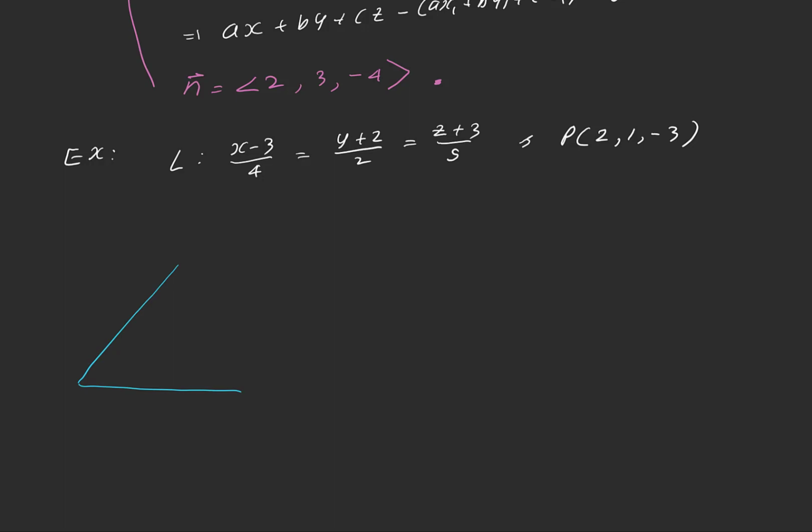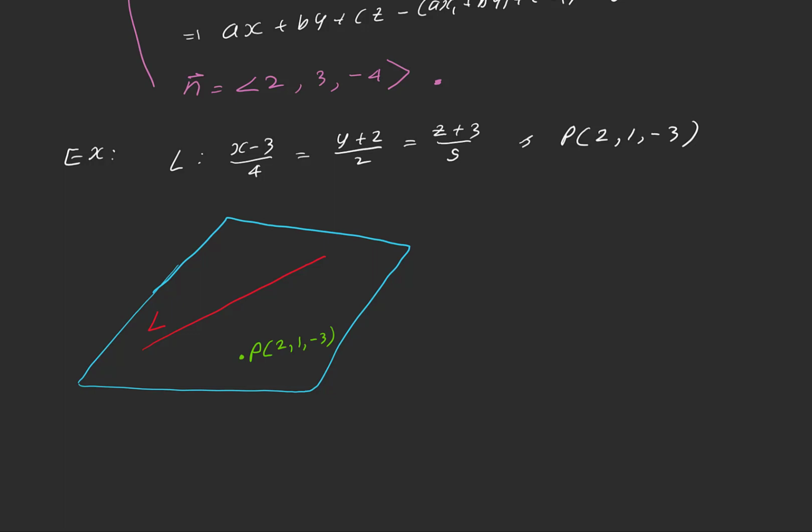So this is a plane, and we have this line, that is L, and a point on the plane, so I use this, that is P (2, 1, negative 3).